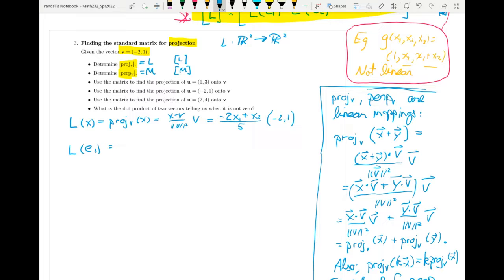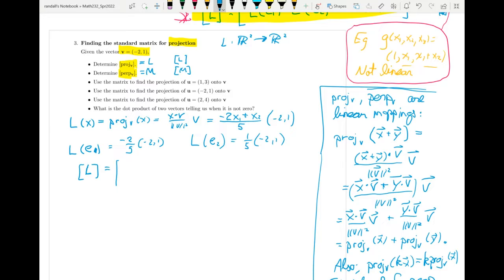So now when I look at E1, which is x1 equals 1 and x2 equals 0, I look at that formula and I get minus 2/5 times minus 2, 1. Okay, and then if I look at E2, the standard basis vector, its components are 0, 1. So x1 is 0, but x2 is 1. So I see 1/5 times minus 2, 1. And therefore, I form the matrix. So this is the standard matrix of L, which is the projection onto V, with 2 columns. It's from R2 to R2, so it has 2 columns.